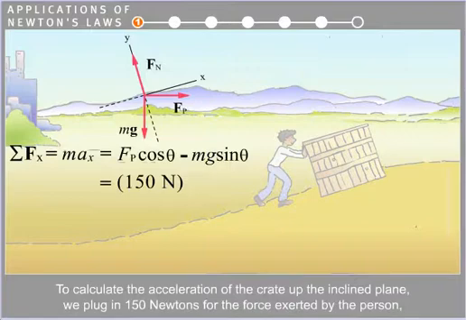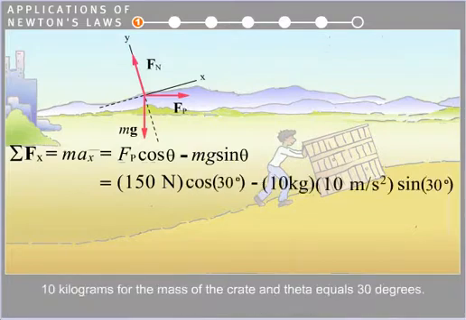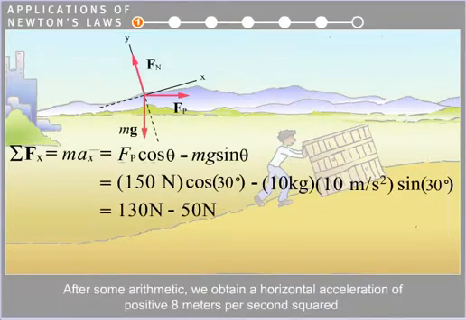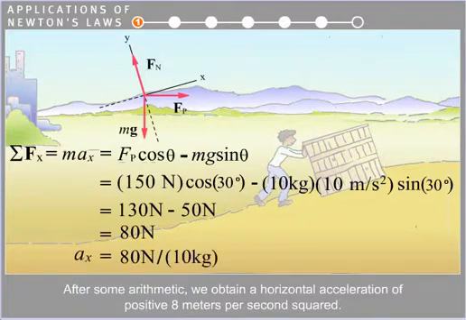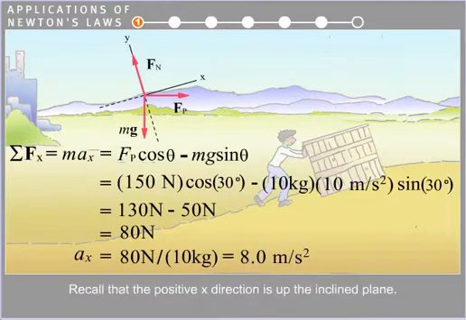To calculate the acceleration of the crate up the inclined plane, we plug in 150 newtons for the force exerted by the person, 10 kilograms for the mass of the crate, and theta equals 30 degrees. After some arithmetic, we obtain a horizontal acceleration of positive 8 meters per second squared. Recall that the positive x direction is up the inclined plane.